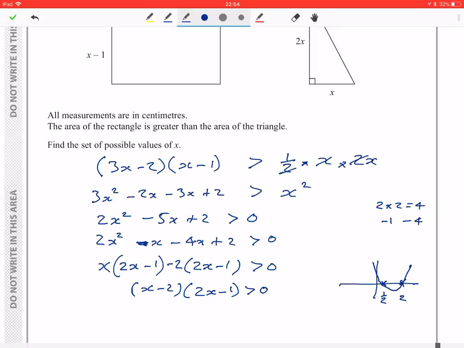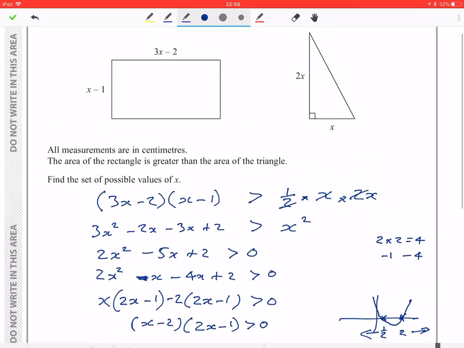So when is this expression greater than 0? You can see it's when it's bigger than 2 or less than a half. So at the moment I'm thinking the answer could be x is greater than 2 or x is less than a half. Now are both of those possible?